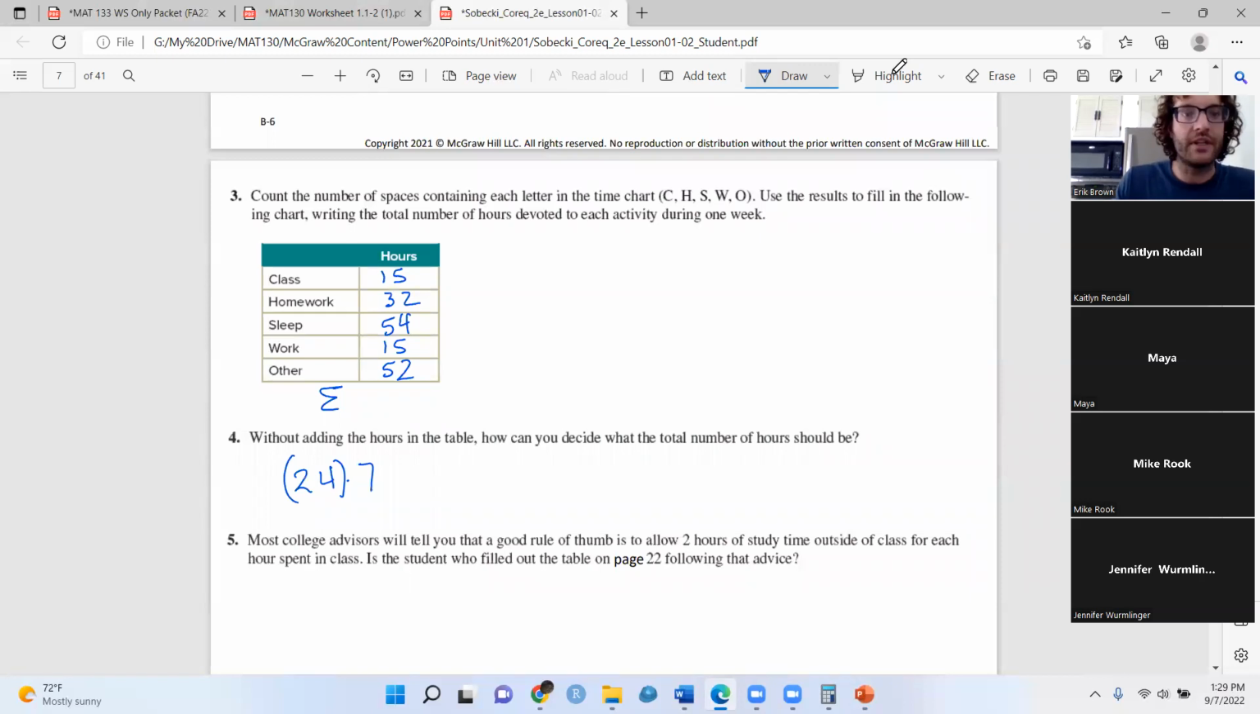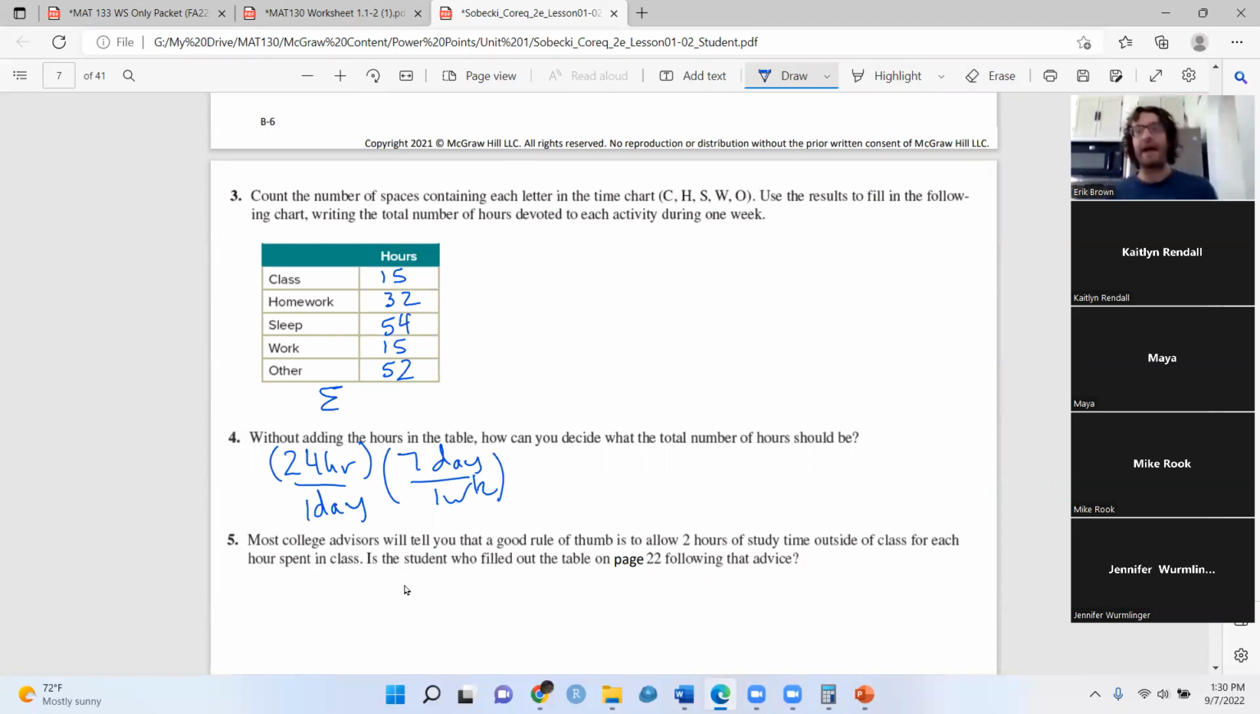Let me write the units on this because that's coming up pretty soon, the whole unit notation stuff. So there's 24 hours in one day, and there are 7 days in 1 week. Don't worry about these units yet. And so what we get here is the total number of hours in 1 week: 168 hours per week. That's all the time you get.